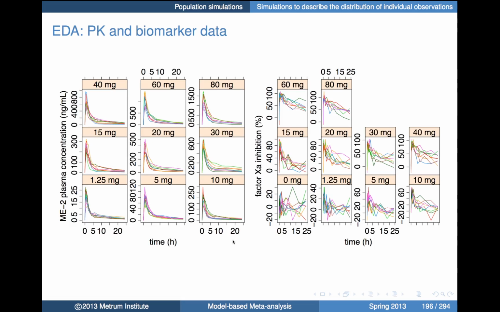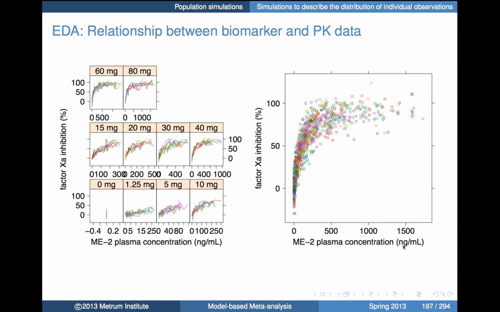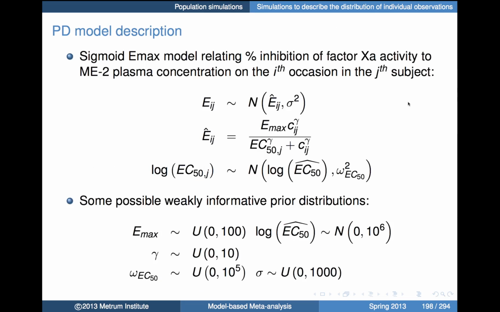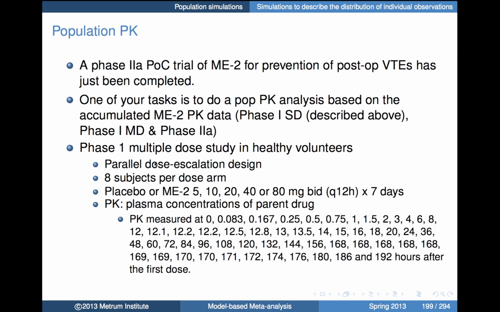Just to give you some idea what the data looked like here. We've got the PK data on the left and the PD data on the right, both expressed as functions of time. This is now showing the PD data as a function of plasma concentration. So basically the exercise was essentially just to construct a model describing the concentration effect relationship, which was the PD component. And it was just a very simple sigmoid Emax model with one random effect, namely the EC50, which is a log normally distributed inter-individual random effect.